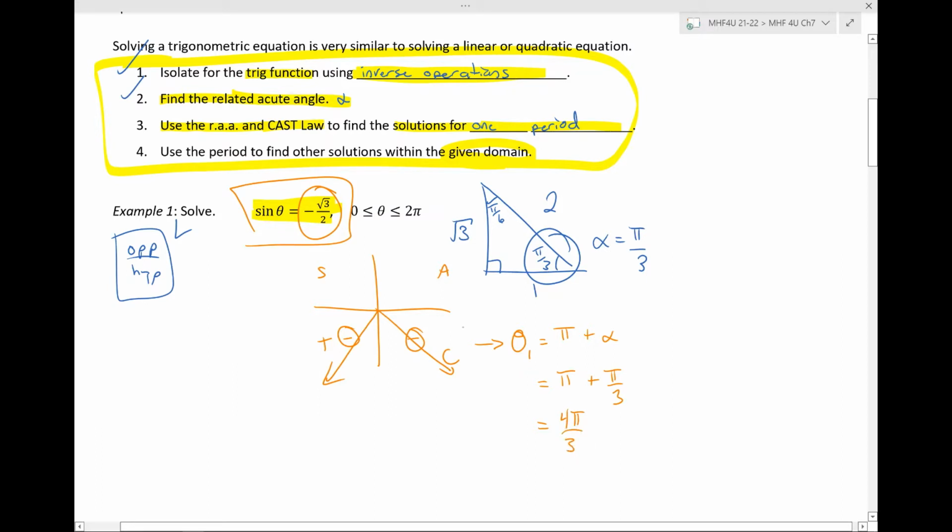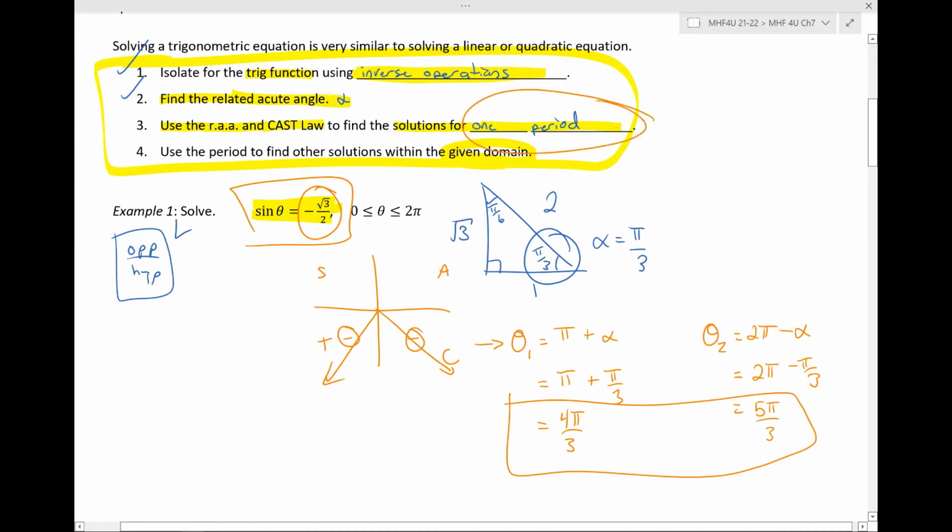All right, and then I can take a look also at quadrant 4. In quadrant 4, we'll call this one theta 2. Then we're working with 2 pi minus alpha. 2 pi minus alpha, that's 2 pi minus pi over 3, and I'm working with 5 pi over 3. So these are my two solutions within this one period. All right, we're done that.